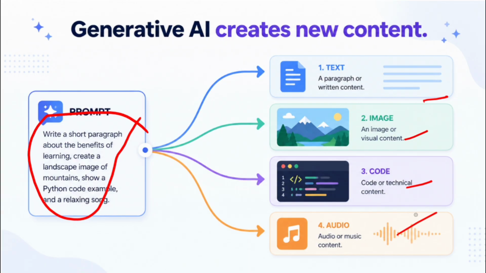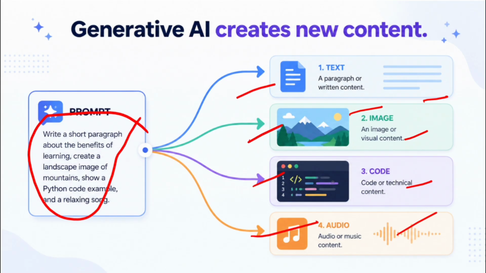The prompt may ask the system to write a paragraph, generate an image, request Python code, or ask for a relaxing song. The same generative AI concept can be used to produce different types of content. The first output is text. The system may create a paragraph, story, summary, or explanation. The second output is an image. The system may create an illustration based on a written description. The third output is code. The system may generate a function, script, or programming example. The fourth output is audio or music. The system may generate a melody, soundtrack, or sound pattern.